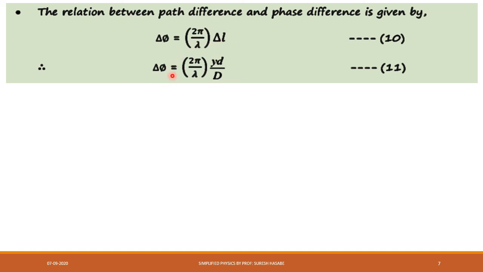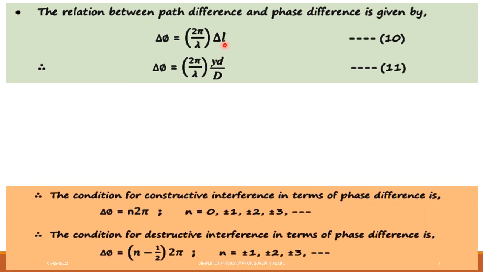Or we can say that if we replace the value of delta L from equation 3, we get y small d upon capital D there. Delta phi is equal to 2 pi upon lambda times y small d upon capital D. You have to remember equation 3, that is phase difference is equal to 2 pi upon lambda times path difference. ये इक्वेशन आपको अच्छे से याद रखना है, ठीक है.